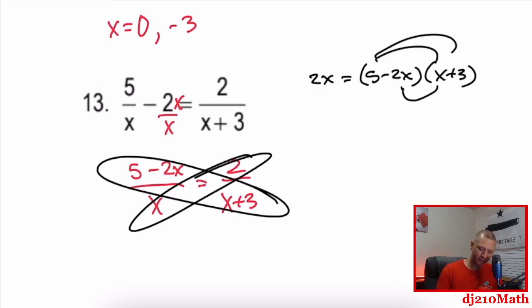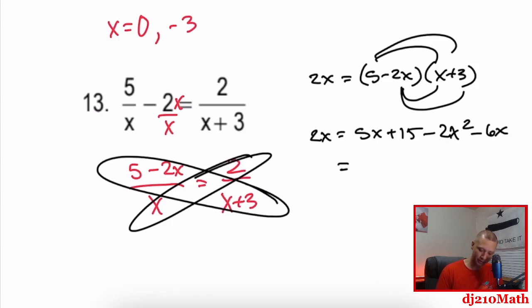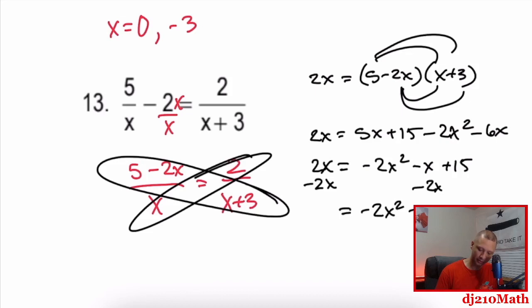I feel like this is where it starts to get rough. So this is going to be 5x plus 15 minus 2x squared minus 6x. Combining like terms on the right, we have negative 2x squared minus x plus 15. So subtracting 2x from both sides, we're going to get negative 2x squared minus 3x plus 15.